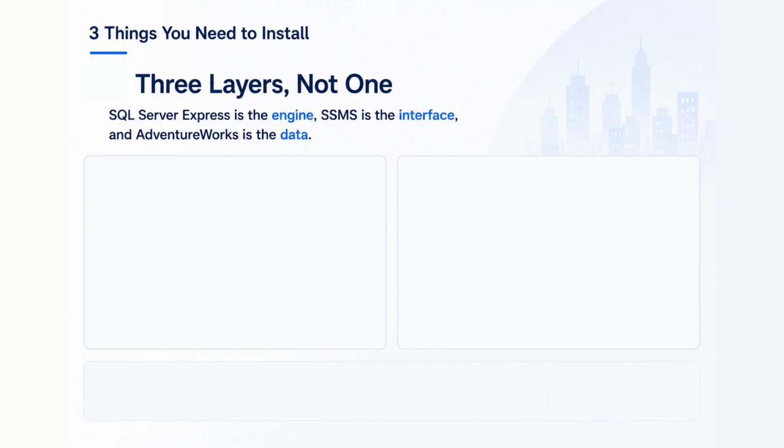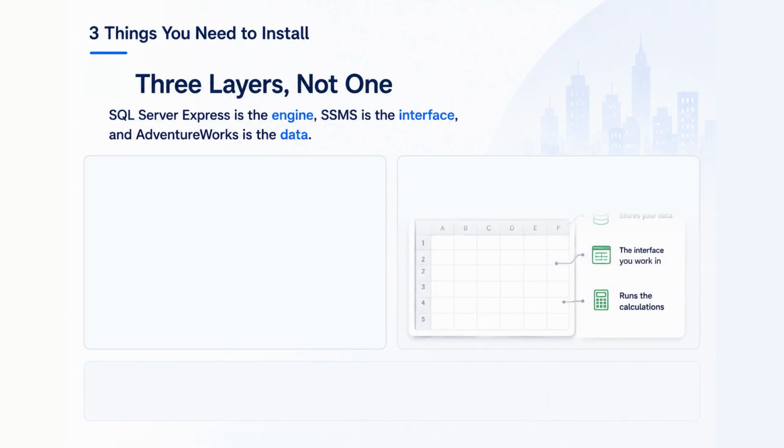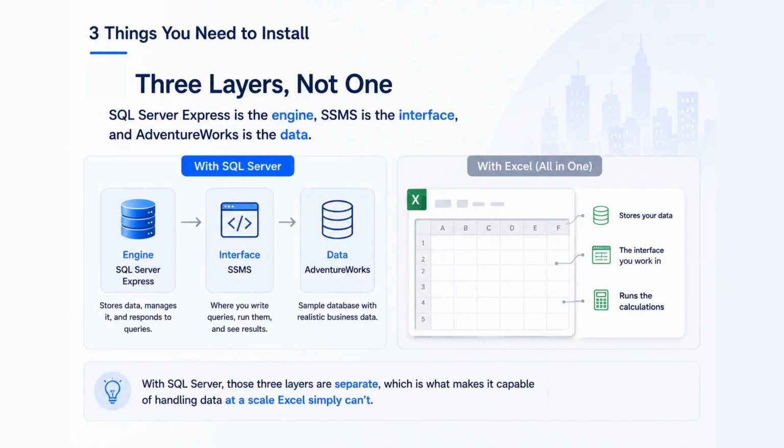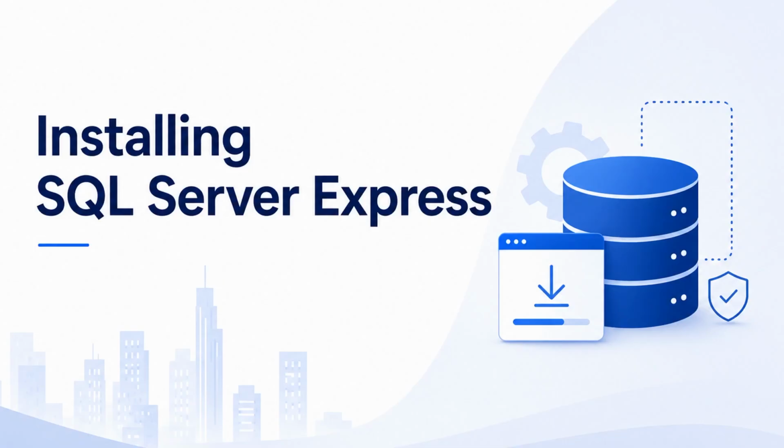If you're used to Excel, think of it this way. Excel is all 3 in one. It stores your data, it's the interface you work in, and it runs the calculations. With SQL Server, those 3 layers are separate, which is what makes it capable of handling data at scale Excel simply can't. And we'll install them in that order. Let's start with SQL Server Express.